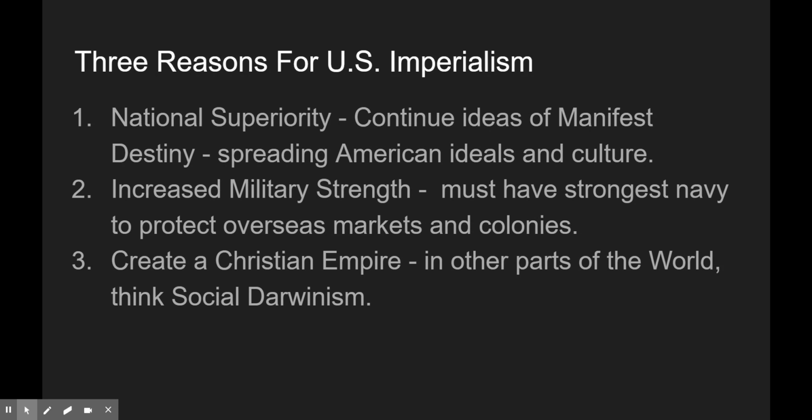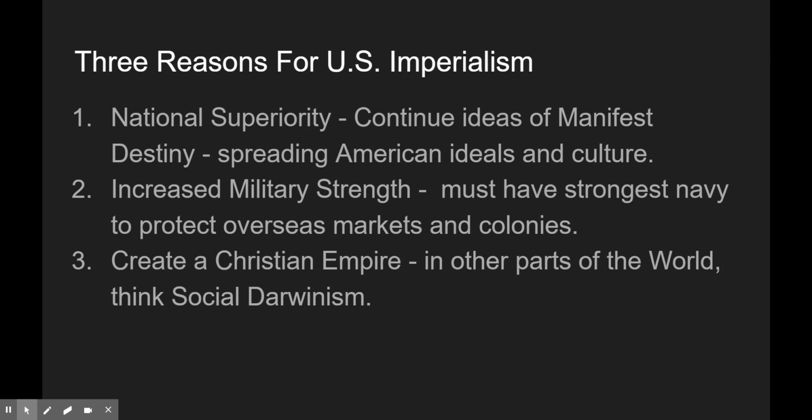Second reason, our increased military strength, that we need to have a strong navy to protect our overseas markets and our colonies. And we want to create a Christian empire and basically take our Christianity and spread it to other parts of the world. And why do we think we can do this? It's because of social Darwinism, because we feel that we are superior to these cultures and it's our duty to bring them Christianity or ensure that they have Christianity.